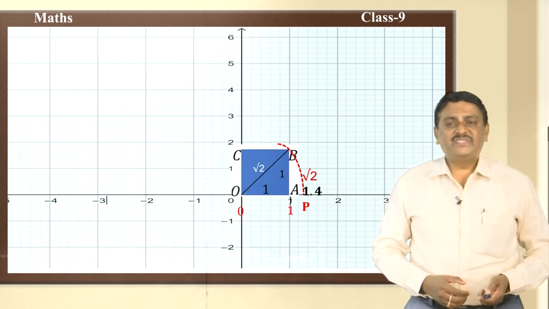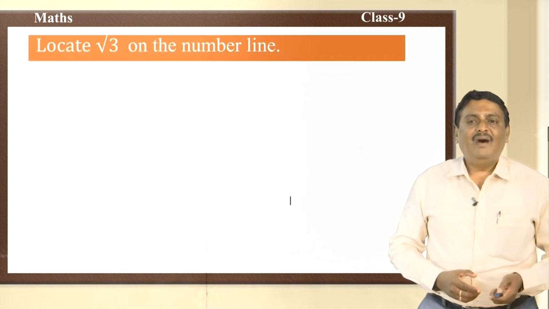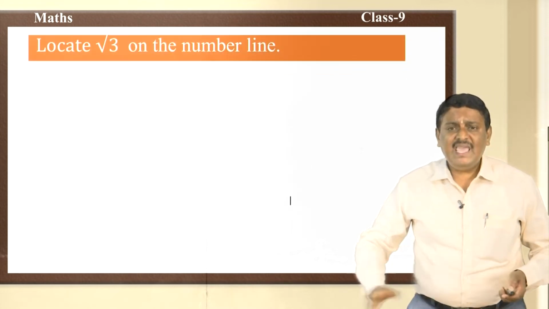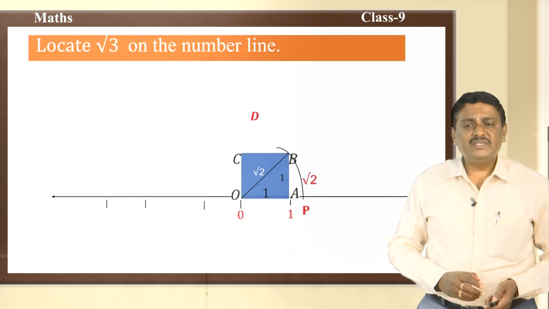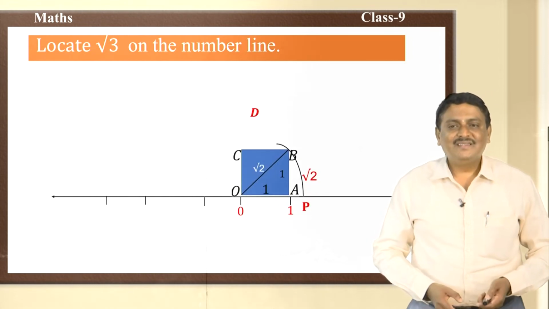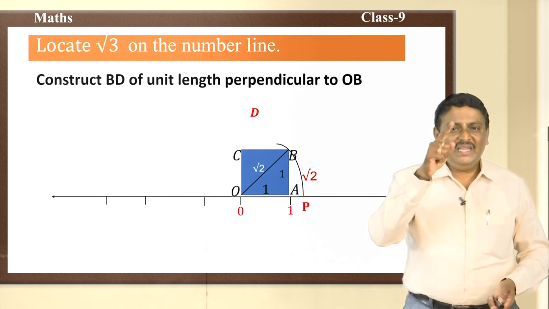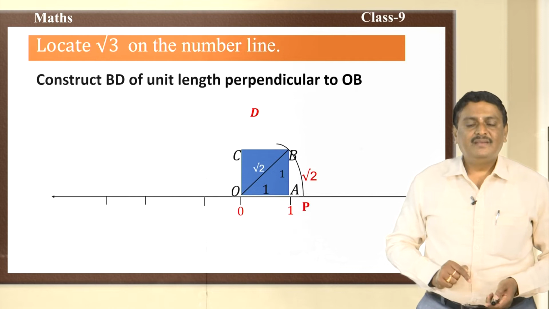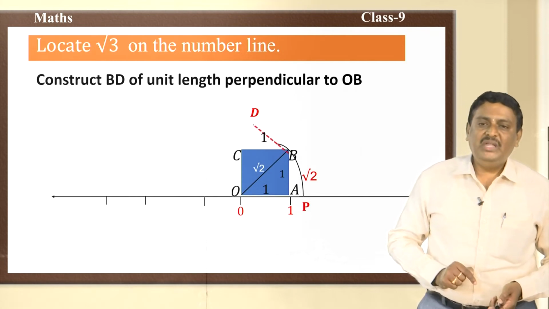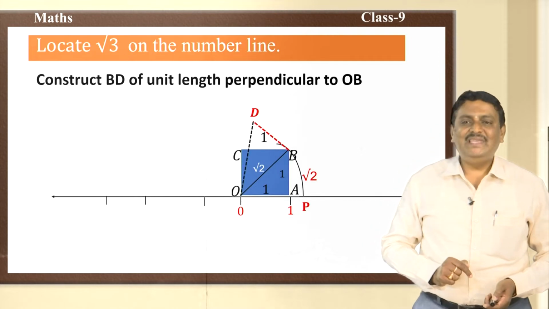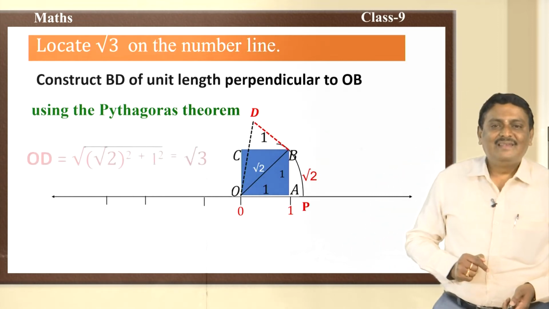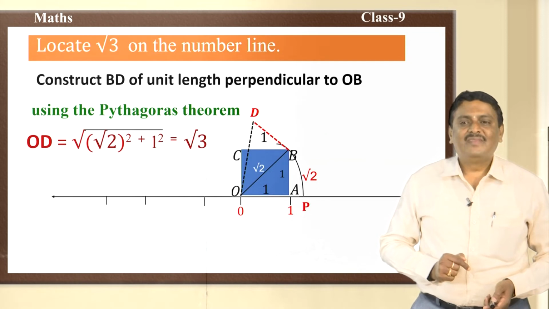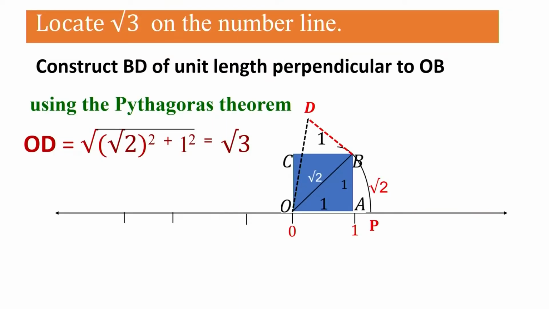Now, how to represent or locate square root of 3 on a number line? You follow the same steps you did for square root of 2. Now, what to do next? Construct BD, a unit length perpendicular to OB, and join OD. Now, using the Pythagoras theorem, we know that OD square is equal to OB square plus BD square. When we simplify, we get the value of OD, that is square root of 3.